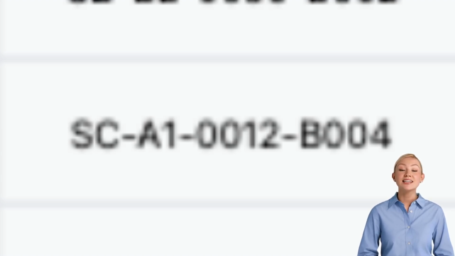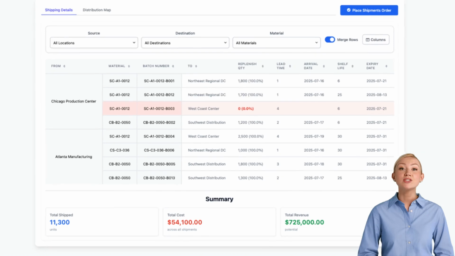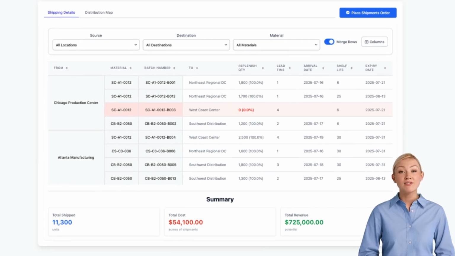However, batch ending in B013 with the shorter shelf life of 25 days gets final allocation to the Southwest distribution with 2-day lead time, arriving with 15 days remaining, proving we can serve nearby locations efficiently after optimizing distant ones. This strategic batch allocation maximizes inventory utilization, reduces waste, and ensures optimal distribution efficiency. The system automatically makes these complex optimization decisions, turning shelf life from a constraint into a competitive advantage.